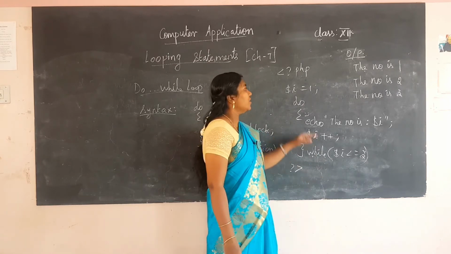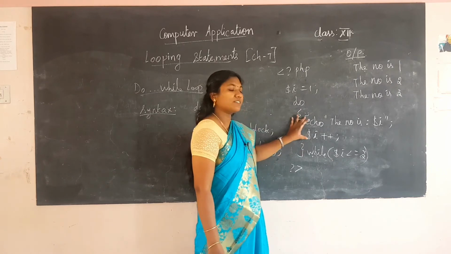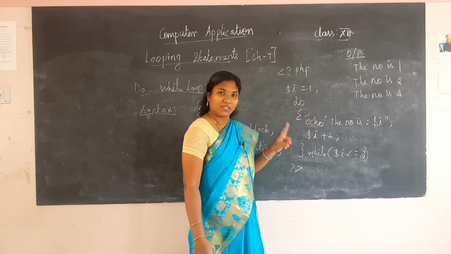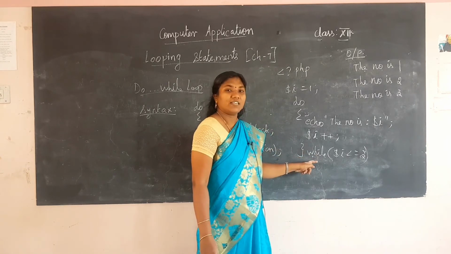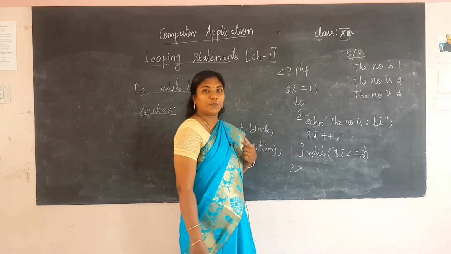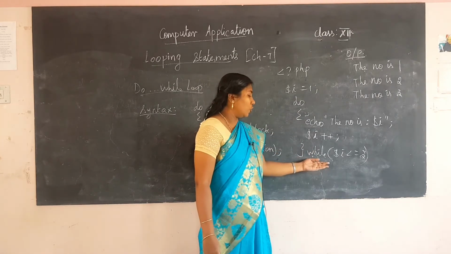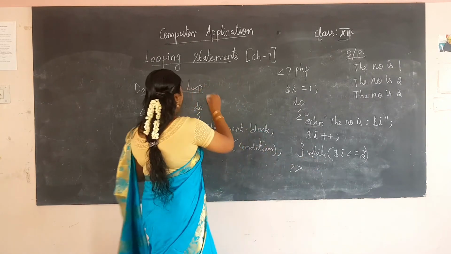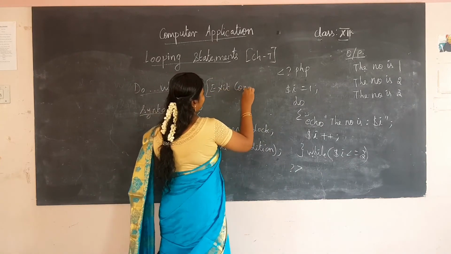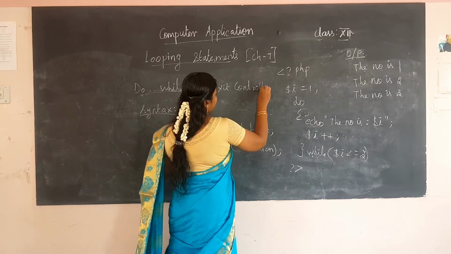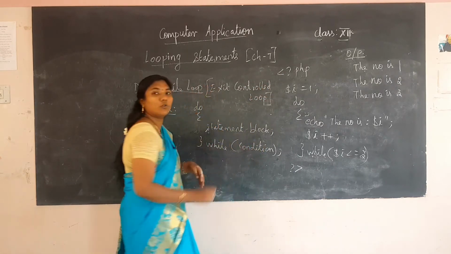terminated. Okay. So, in the do while loop, whether the condition is true or false, the block of statements will be executed at least once. After executing once only, it will check the condition. That is the difference between the while loop and the do while loop. As we are checking the condition after the loop, it is called an exit control loop. So, the do while loop is called an exit control loop and the while loop is called an entry control loop.